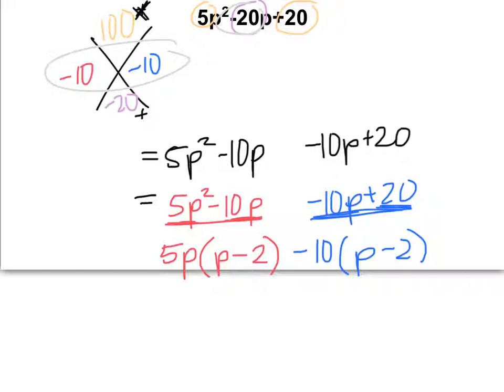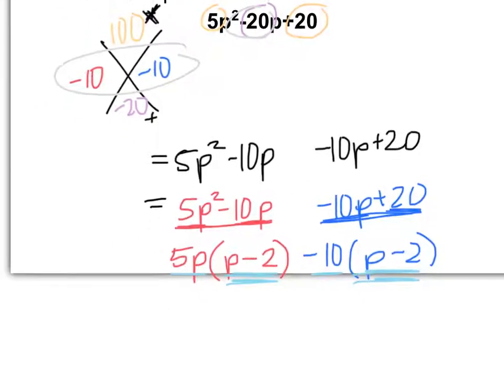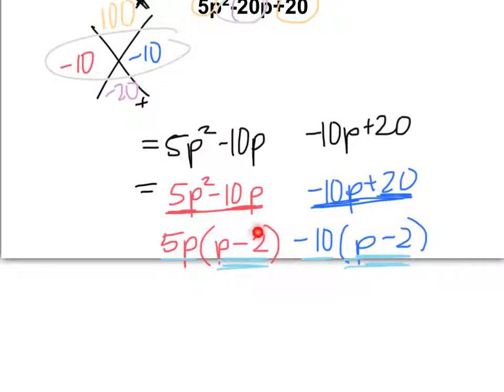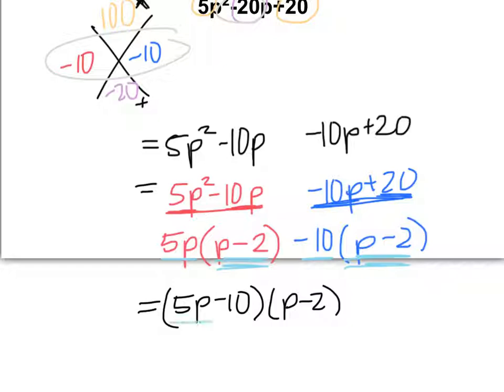Notice any patterns? Because I see some. Here we have 1, 2, 1, 2. We have two of the same numbers. We have p minus 2 and p minus 2. So then we can rewrite this as 5p minus 10 and p minus 2. Let me underline these so that you know where I got these from. 5p minus 10 is the 5p minus 10. P minus 2 is the p minus 2 that is common in both of them. So here's our final answer.